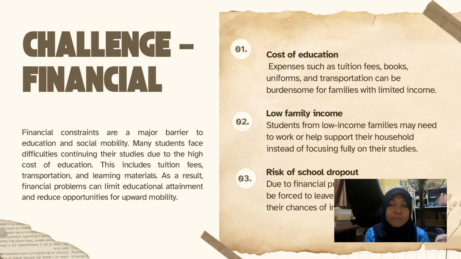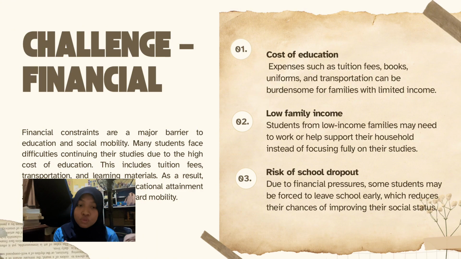Next is low family income. Students from low income families may need to work or help support their household instead of focusing fully on their studies. For example, the students have to work while they study. And lastly, the risk of school dropout. Due to financial pressure, some students may be forced to leave school early, which reduces their chances of improving their social status in their family.